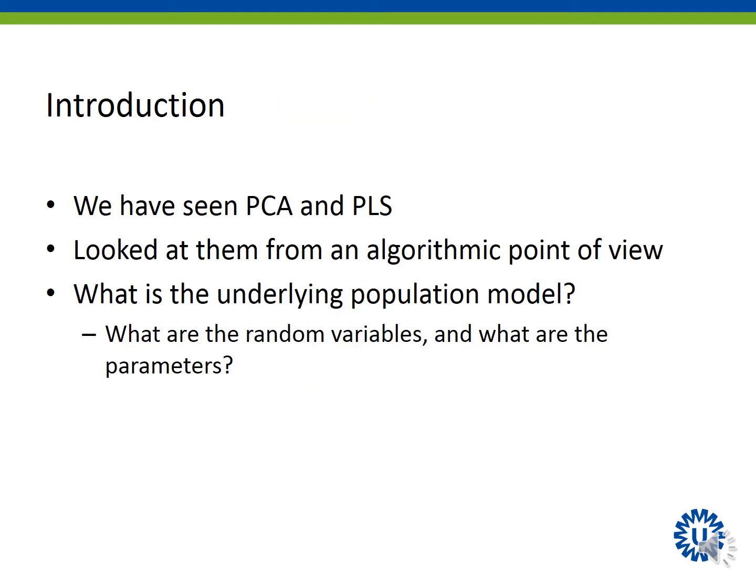So we've seen PCA and we've seen PLS. We've looked at them from an algorithmic point of view, meaning we have some data as input and we have a solution to a maximization problem, and this gives us some numbers that mean something. However, in statistics, we are often interested in the population. What's the underlying population model of PCA and PLS? For example, what are the random variables and what are the parameters?